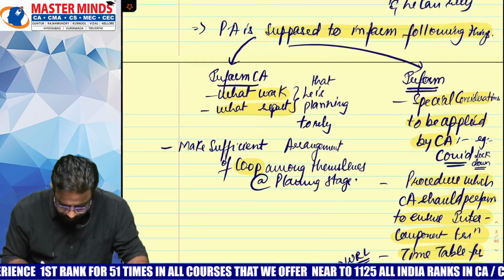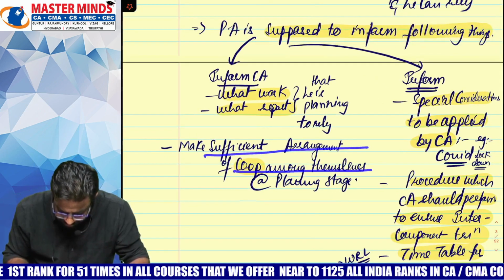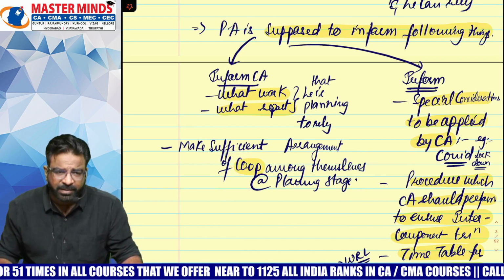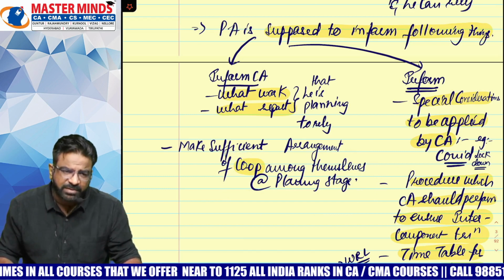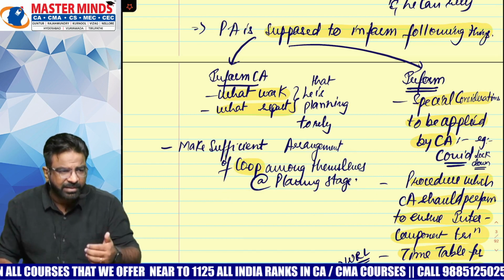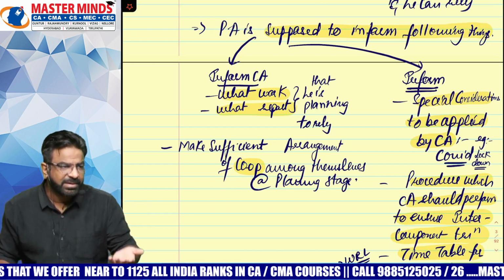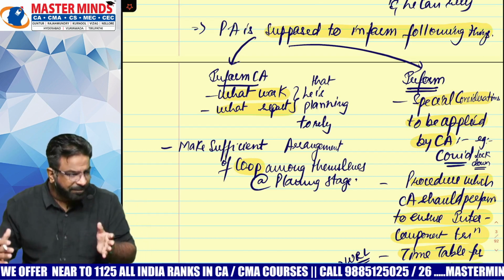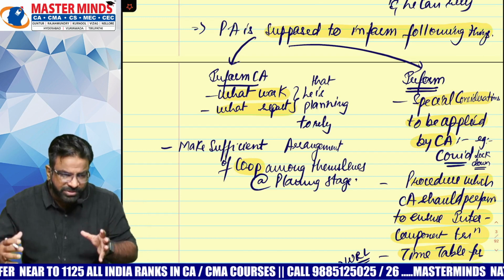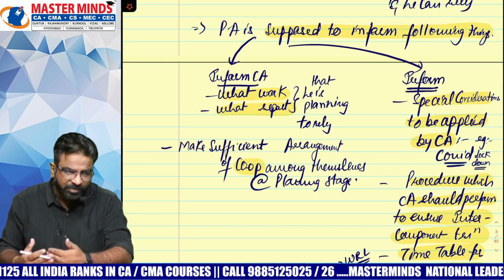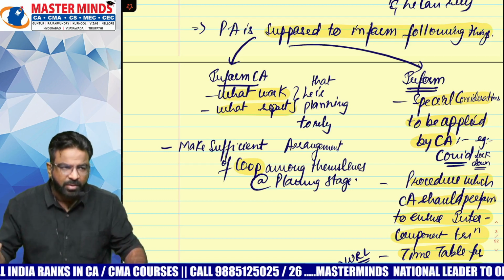Next point, make sufficient arrangements of cooperation among themselves at which stage only? Planning. In the beginning only tell him, do one thing boss, weekly once or twice we'll meet and I will take the info from you. Don't suddenly tell him, because suddenly he's also busy. So at the planning stage only, better cooperation, better coordination and better communication should take place between the principal auditor and what? Component auditor.